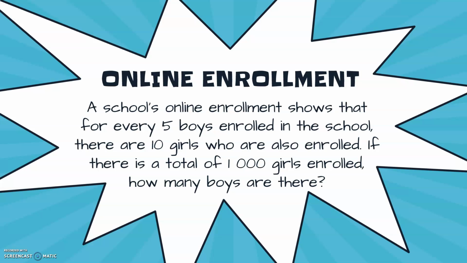For us to solve this problem, we have to first analyze it. So in this problem, we are asked to find the number of boys enrolled in the school if there are 1,000 girls who are also enrolled. This given alone will not be able to help us solve the problem. We have to take note as well of the other given, which is for every 5 boys enrolled in the school, there are 10 girls who are also enrolled.